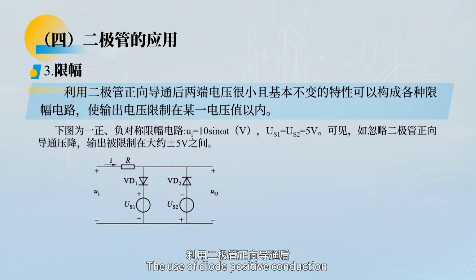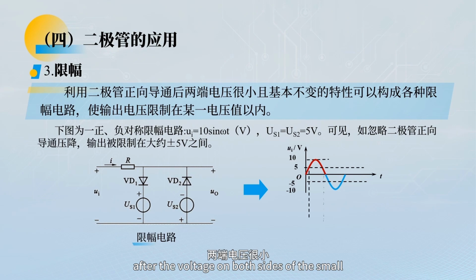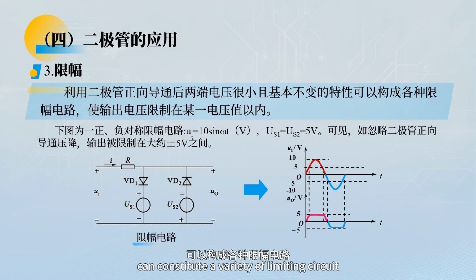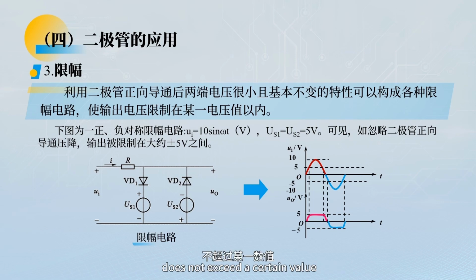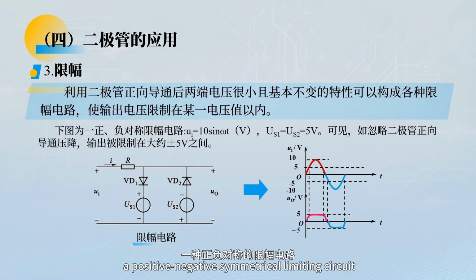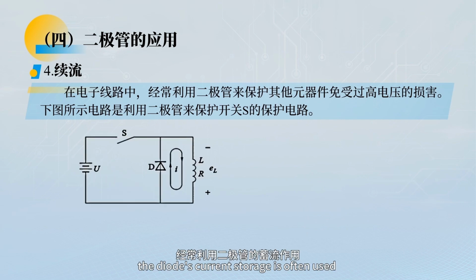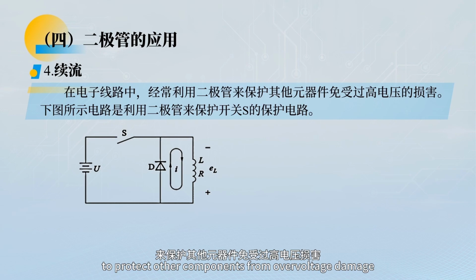The characteristic that the voltage across a diode is small and basically unchanged after forward conduction can be used to constitute various limiting circuits, so that the amplitude of the output voltage does not exceed a certain value. The figure below shows a positive-negative symmetrical limiting circuit, and its output voltage, UO, is limited to approximately plus or minus 5V. In electronic circuits, the diode's freewheeling function is often used to protect other components from overvoltage damage.